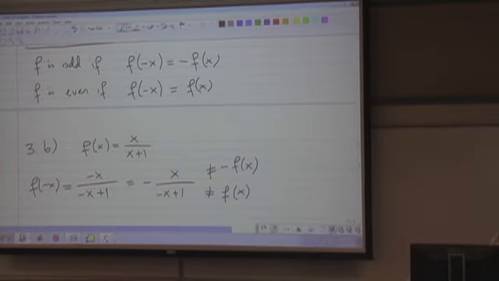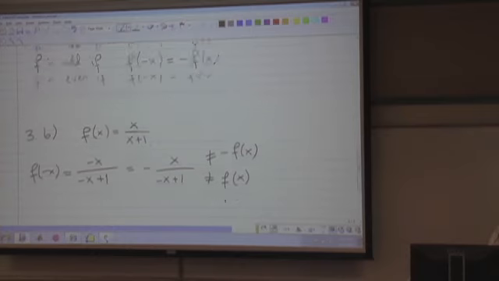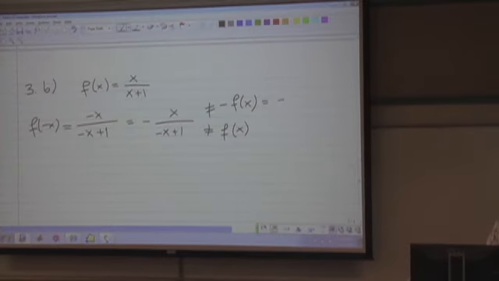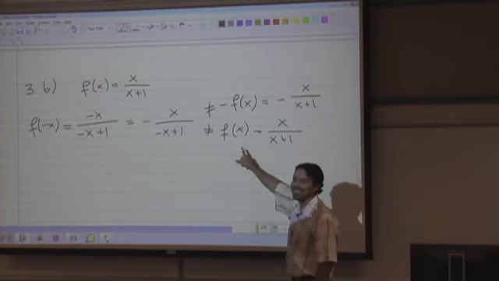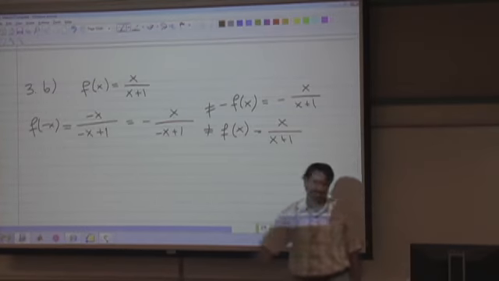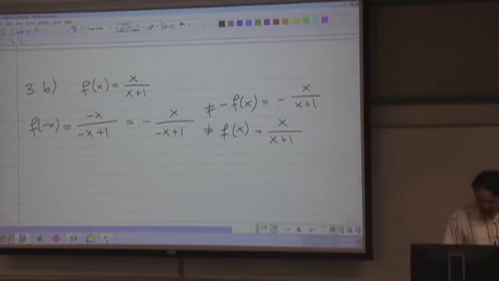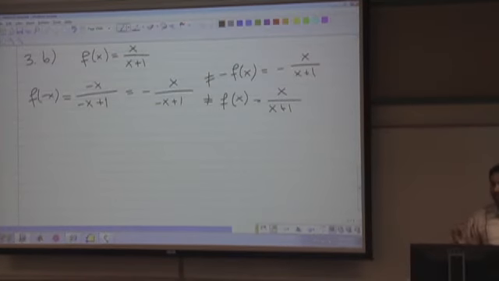Minus f of x would just be multiplied with the whole thing. Yes, because minus f of x is minus x over x plus 1, and then f of x is just x over x plus 1. Yes. See? Everybody sees? Is that the Spanish for yes? Yes. Okay.